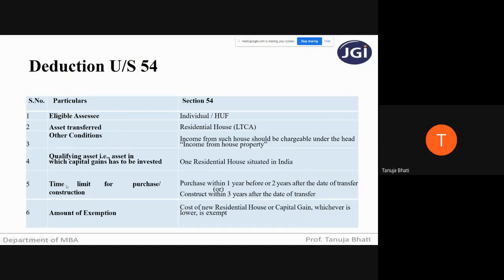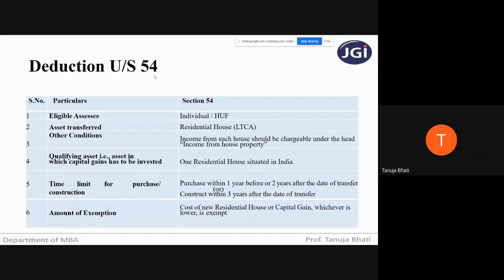So what is the time limit for the investment or construction? If he's purchasing the new house, he should purchase within 1 year before or 2 years after the date of transfer. Or if he's constructing the residential house, he should construct within 3 years after the date of transfer. So this is the time limit within which he should construct or purchase. If he exceeds the time limit for construction or purchase, this deduction will not be available to him. So all these are the terms and conditions which, if he fulfills, then only he will be eligible for deduction under section 54.